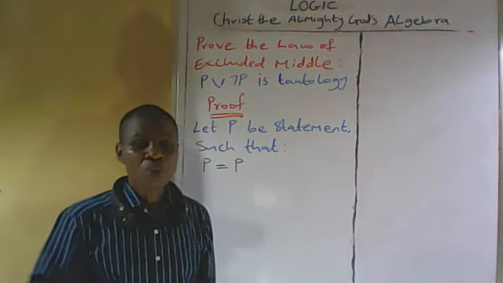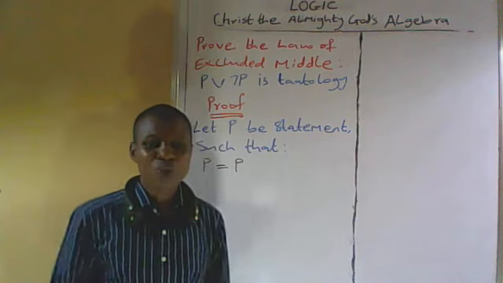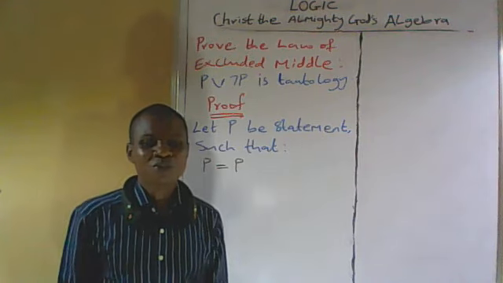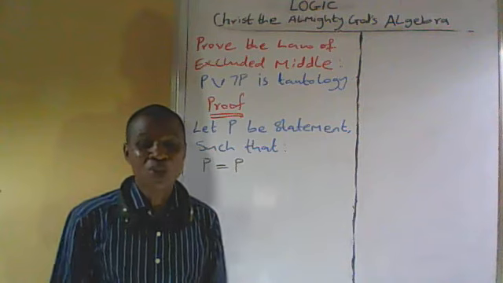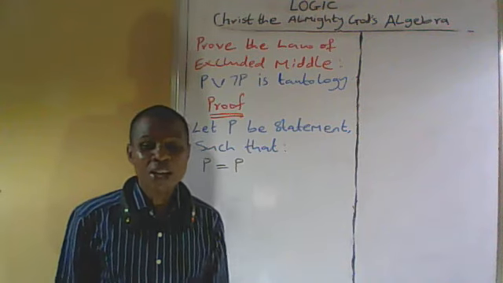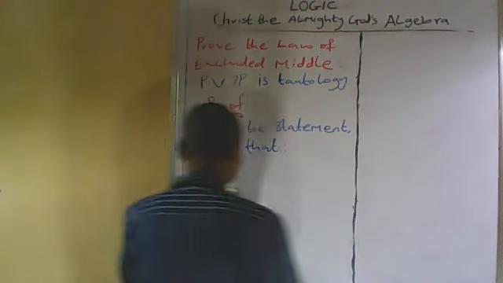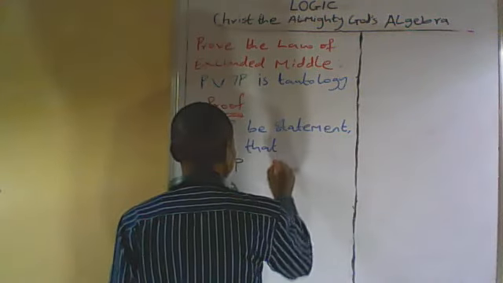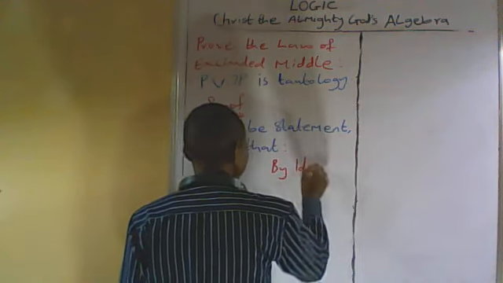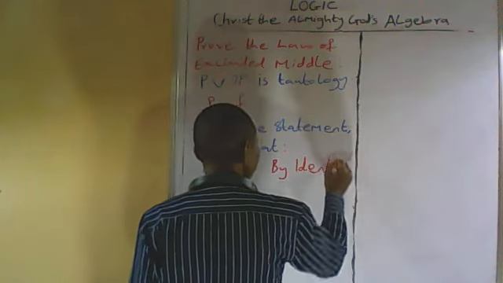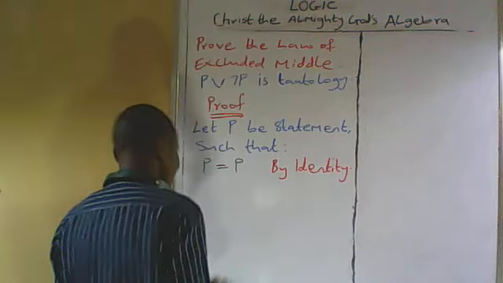P is equal to P. That means P is equal to itself. Whenever P is true, P is also true. Whenever P is false, P is also false. That's what we mean by P is equal to P. So it's justified by identity.